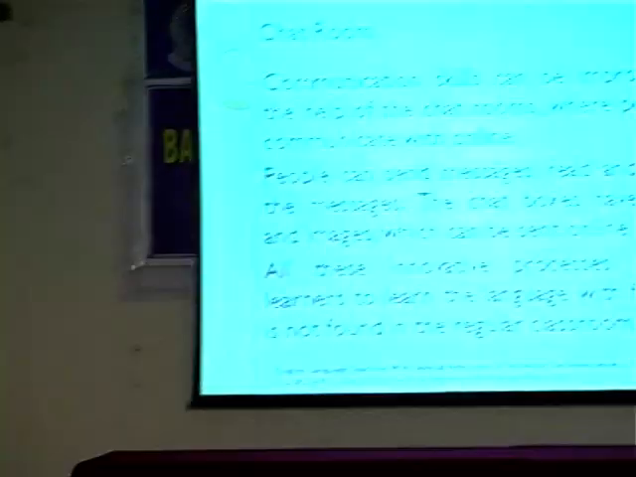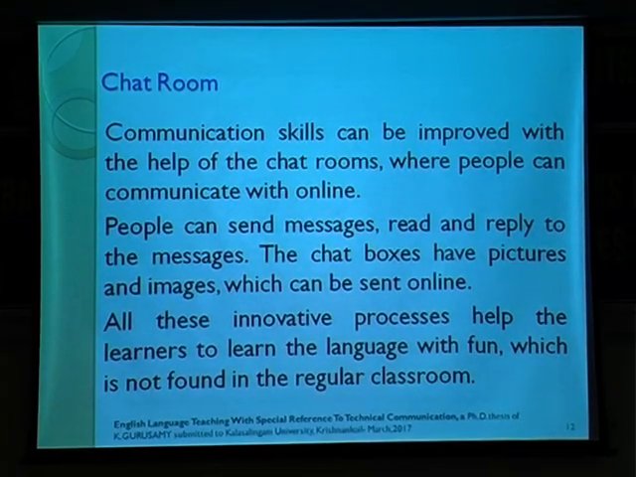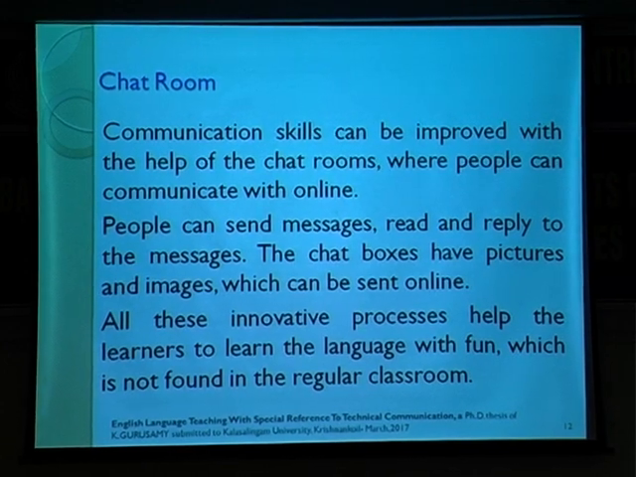Then come to the next point. There is the chat room. We chat on mobile also, but the chat is meaningless. Just a time pass.